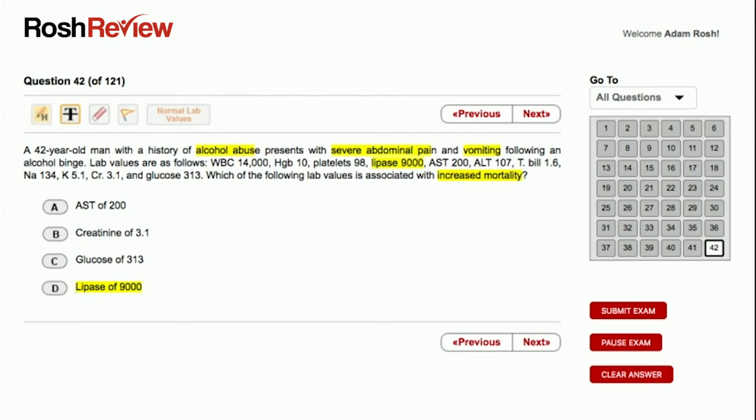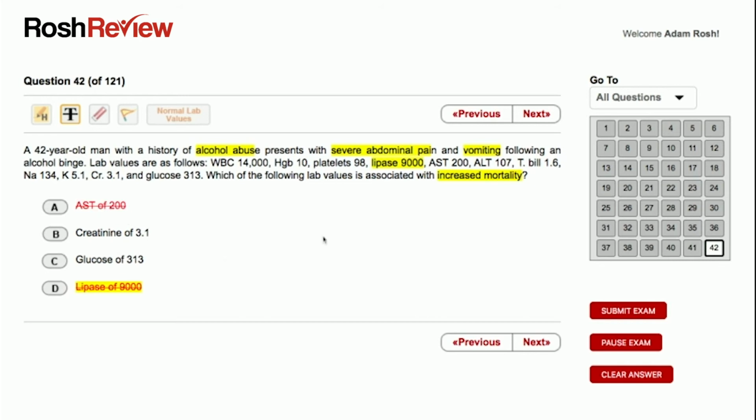So right away, I'm going to cross that off because the lipase value is not associated with increased mortality. So we're left with three options. The next most likely confused answer choice would be AST, right? Because we're thinking someone's drinking alcohol, their AST is going to be elevated, which it certainly gets elevated in pancreatitis. And it is part of Ranson's criteria, but Ranson's criteria for AST is greater than 250. So an AST of 200 does not meet that criteria.